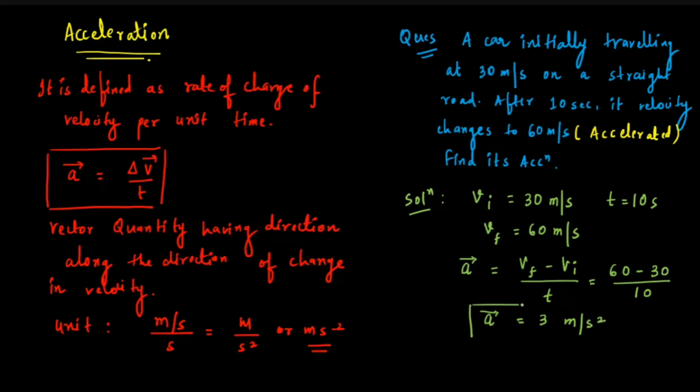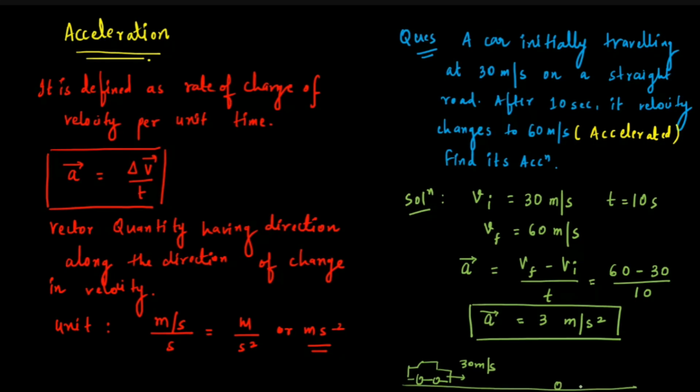Now, we also have to write the direction. Like, what is the direction? It is given that it is traveling initially on a straight road. So the thing is how we are supposed to write the direction. It is traveling on a straight road, so I can assume that initially the car was traveling like that with 30 meters per second. Later on also it was traveling at 60 meters per second on the same road in the same direction.